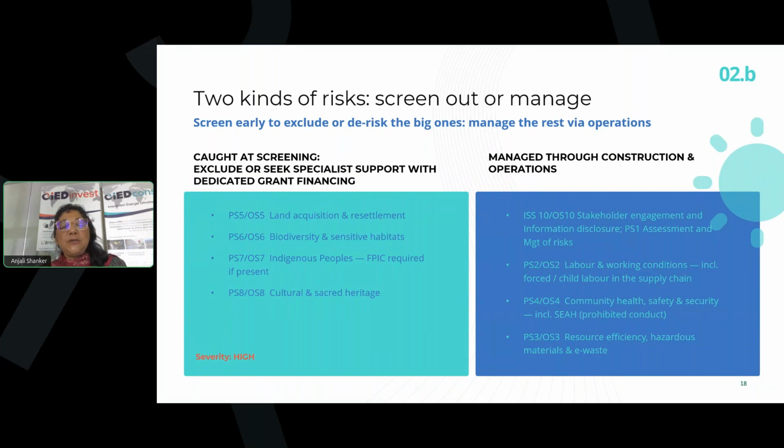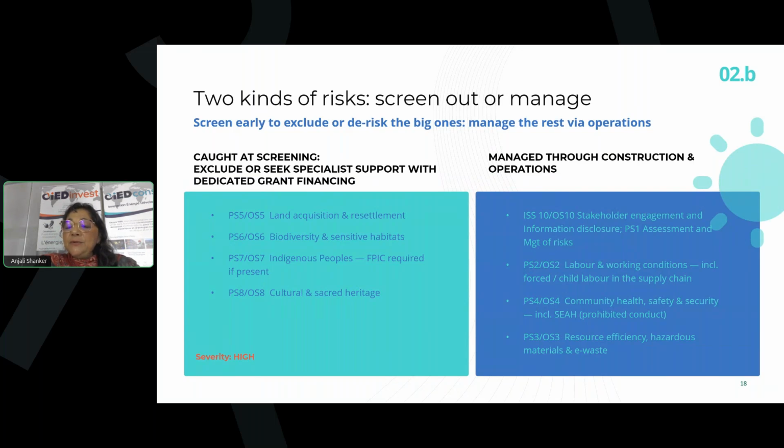Nonetheless, what needs to be managed throughout construction and operations are the major cornerstones of the viability of the mini-grids, which relate to stakeholder engagement and information disclosure. We already explained earlier issues related to tariff, productive uses, and so on. Obviously, labor and working conditions are extremely important, especially in those remote areas where we don't want to be challenged with forced labor, child labor, including in the supply chain.